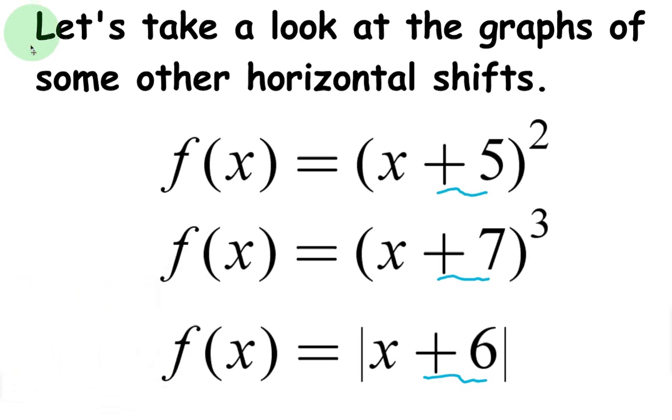Okay, now we're going to look at what happens when we make our c values even bigger than plus 2. So for example, plus 5 here, x plus 5 squared, plus 7 here, x plus 7 cubed, and then we have a plus 6 here, the absolute value of x plus 6. What happens when we add bigger numbers to our x values within a function?